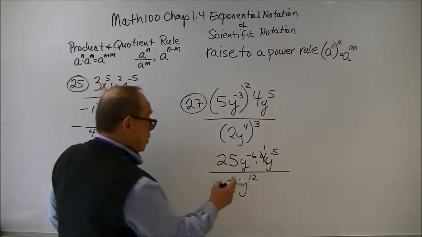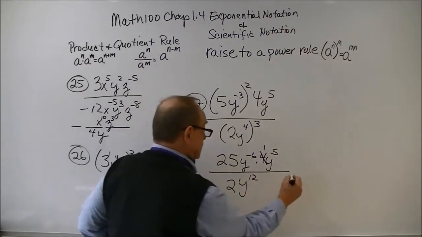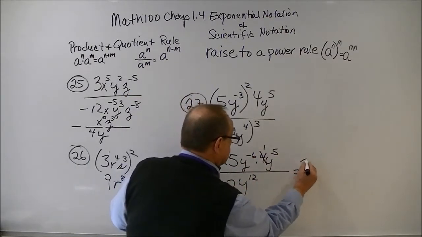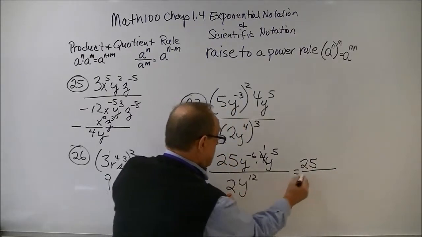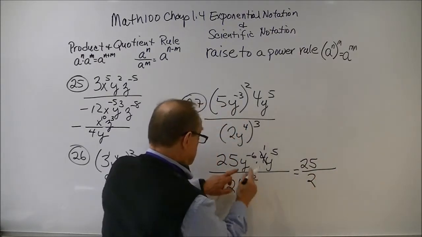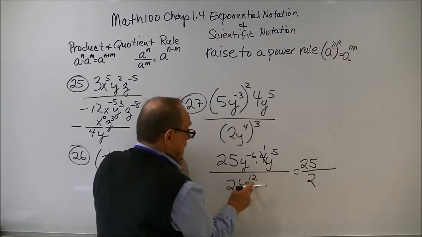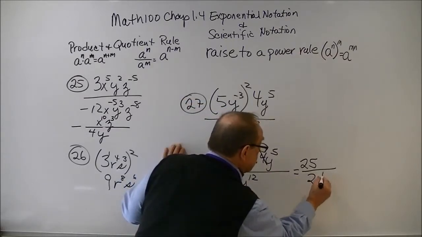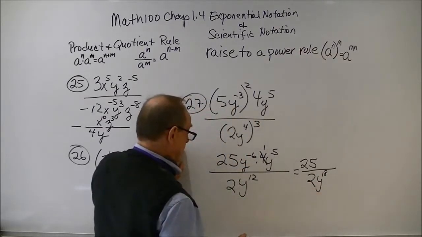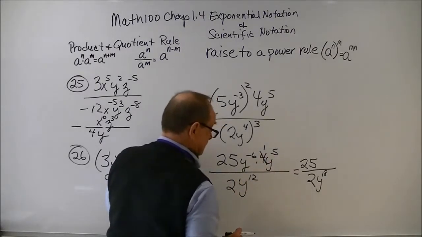Okay, now my y is to the -6. I'm going to bring that down. I'll write it over here. So this is going to be 25 over 2. y to the -6 comes down, adds to the 12, and that makes that y to the 18th. And I probably should have done this other y first.